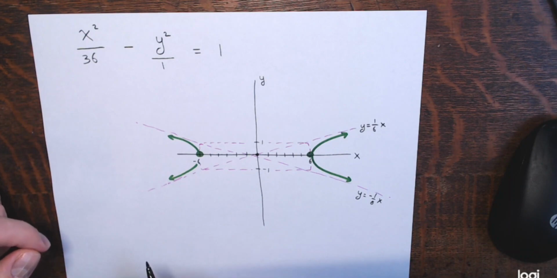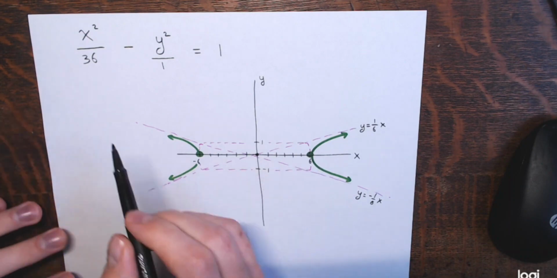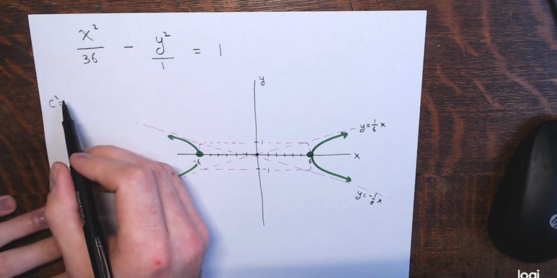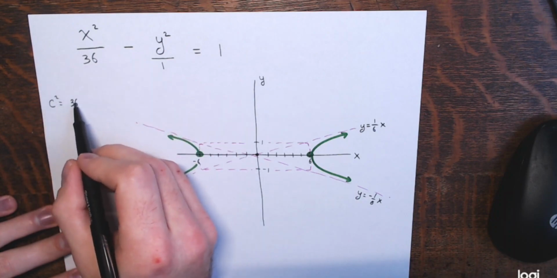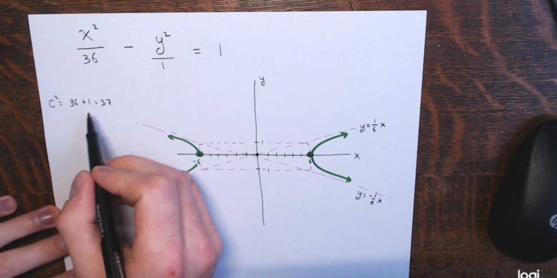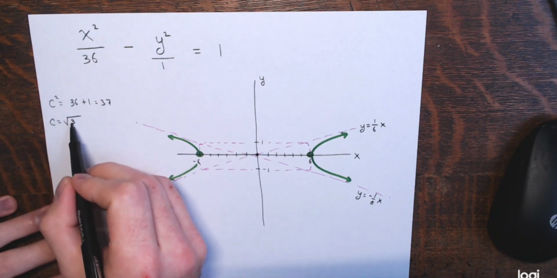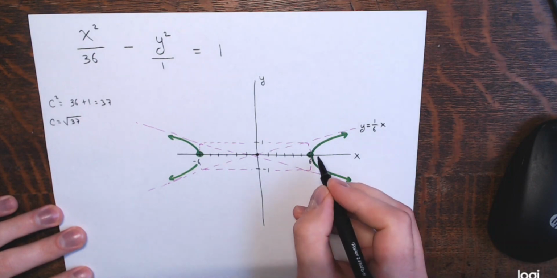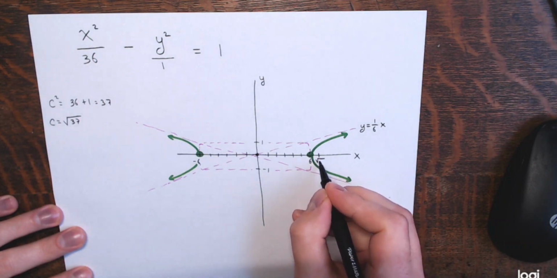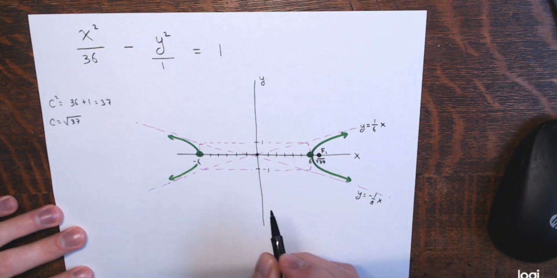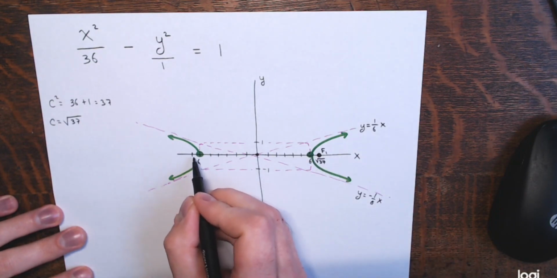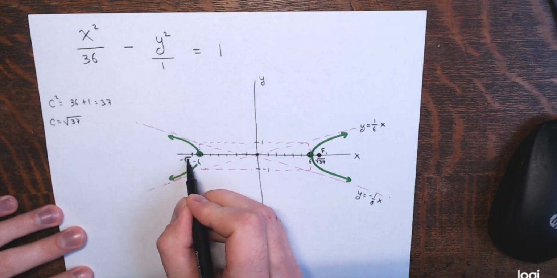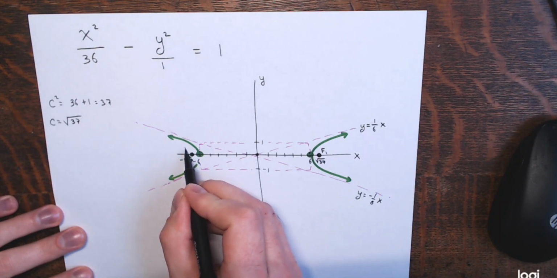And then the foci. Now this is all they wanted, right? But the foci: c squared is going to be a squared plus b squared, so 36 plus 1, which is 37. So c is the square root of 37, which is a little bit more than 6. So say the square root of 37 is here on the x-axis. There's a focus. I'll put f1 for focus 1. And a little bit left of negative 6 would be negative square root of 37. There's the other focus. I'll call it f2.